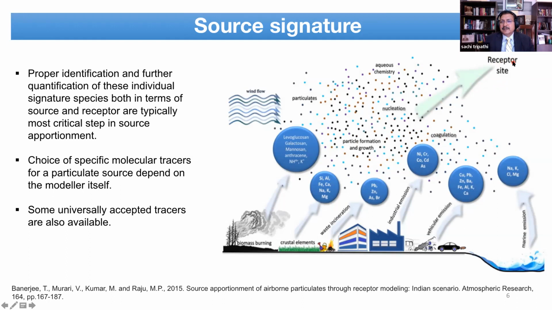So when you sample something at the receptor site, that particulate matter would actually be a mixture of all that. So your goal is then, using these signatures, to get to these sources, and also try to get a reasonably accurate idea of the relative contribution, or in fact absolute contribution, from each of these sources to what you sample here. Okay.